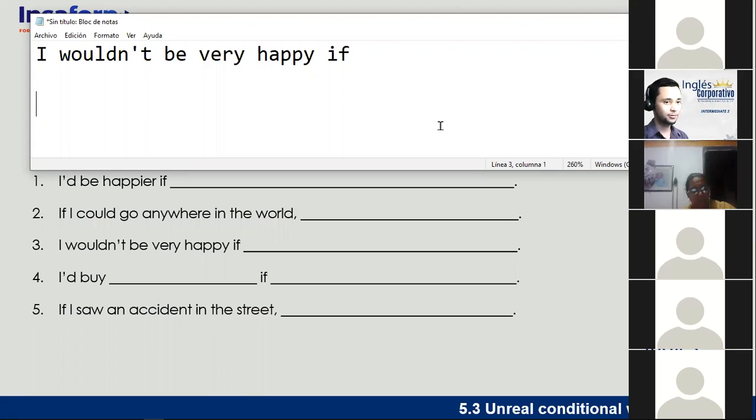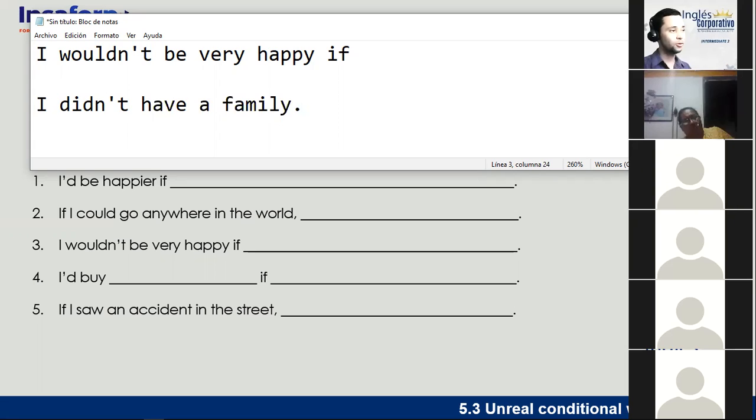If I had no a family. Okay, but careful right there, because we don't say if I have not. You have to use the negative form of past simple. So you say, if I didn't. A family. And you need a verb. If I didn't have a family. I wouldn't be very happy if I didn't have a family. Okay, nice.